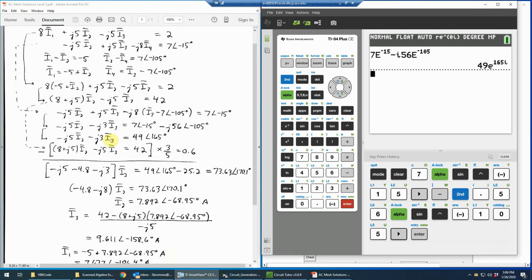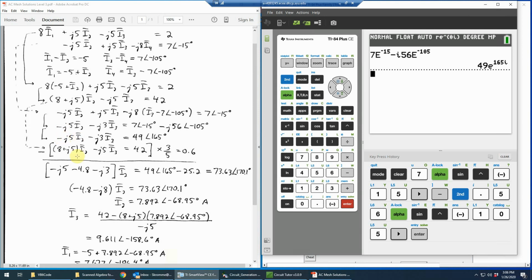So there I can just multiply by a simple real number, since clearly if I multiply by 3/5 here, that's going to make the negative j5 become negative j3, which is the same as this. Then I can just subtract those two equations, and that will get rid of the I3 term, leaving me with only I2 to solve for. And so I have to multiply the entire equation by that same constant of 3/5, or in other words, 0.6. So I've done that here. So let's do that subtraction.